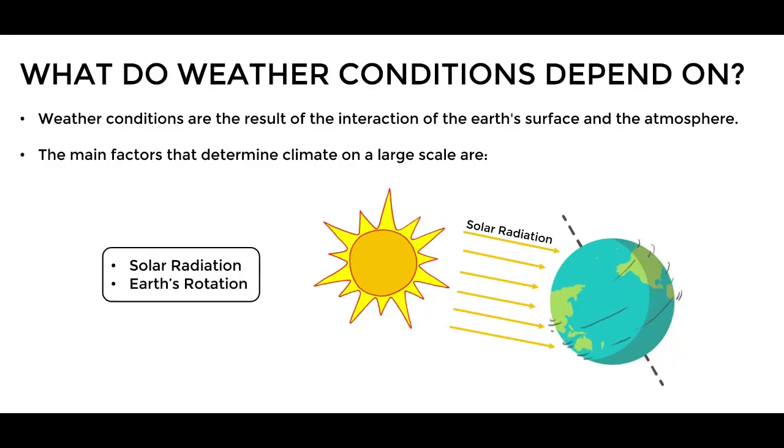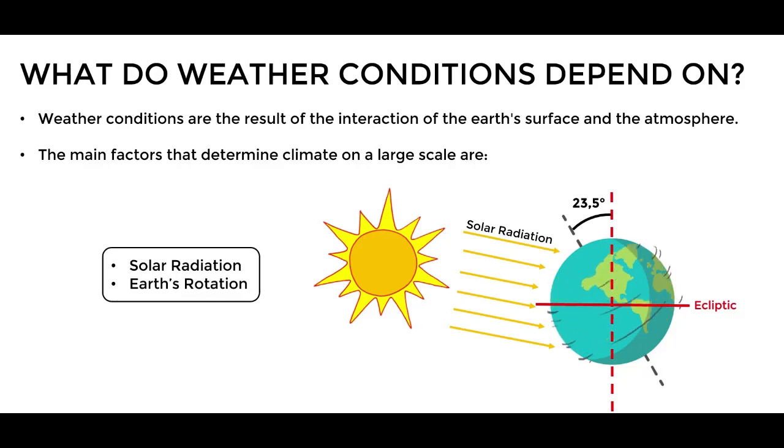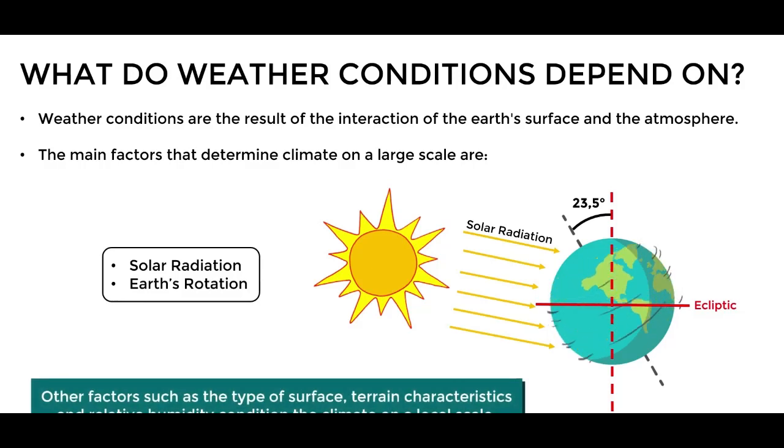In addition to this, we have to mention that the Earth's axis of rotation is tilted in relation to the ecliptic or orbital plane around the Sun, which greatly affects the distribution of solar radiation on the planet along the year and generates periodic climatic changes in the northern and southern hemispheres, known as the seasons of winter, spring, summer, and autumn. However, we have to mention that other factors, such as the type of surface, terrain characteristics, and relative humidity, also condition the climate on a local scale.